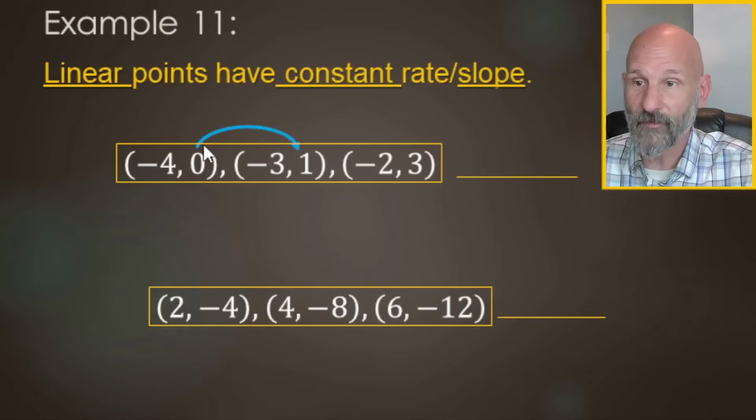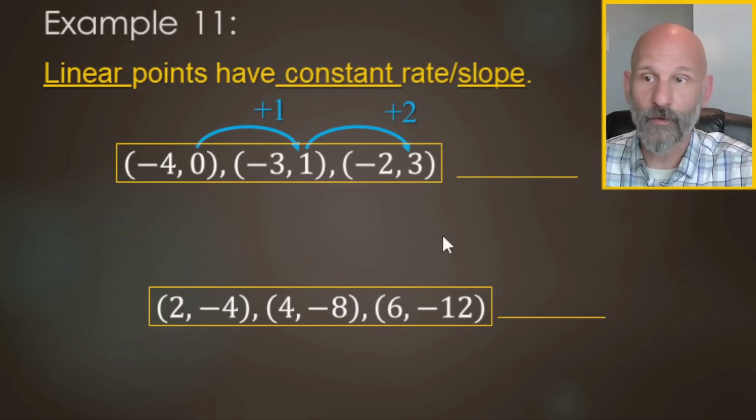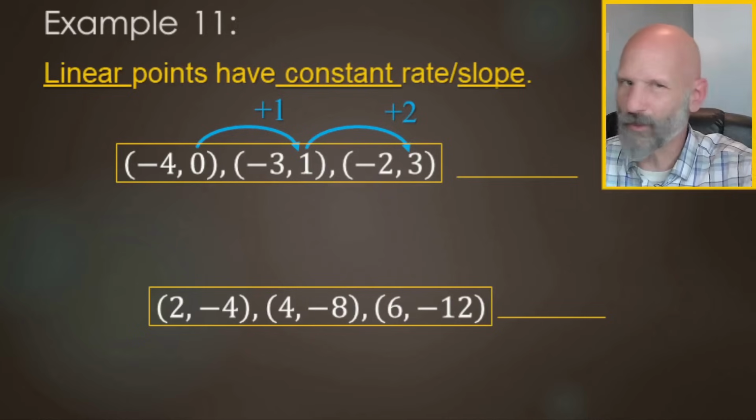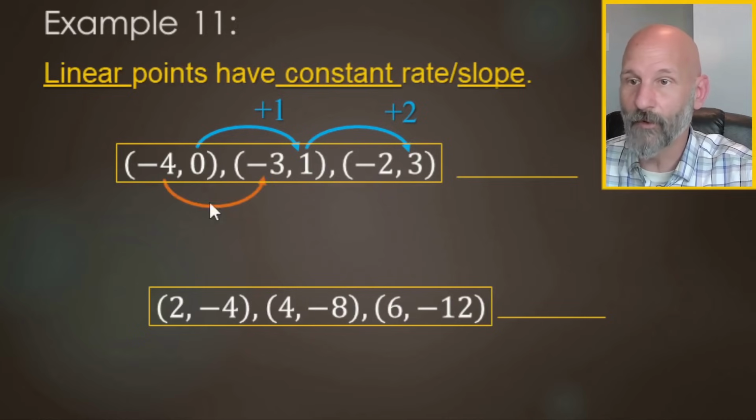It's the y's, going from 0 to 1, that's up 1. Going from 1 to 3, that's an up 2, okay? So 1, 2, 3, or you can subtract. Now looking at the x's, we're going from -4 to -3. Well, that's up 1, or right 1. And then -3 to -2, that's another right 1.